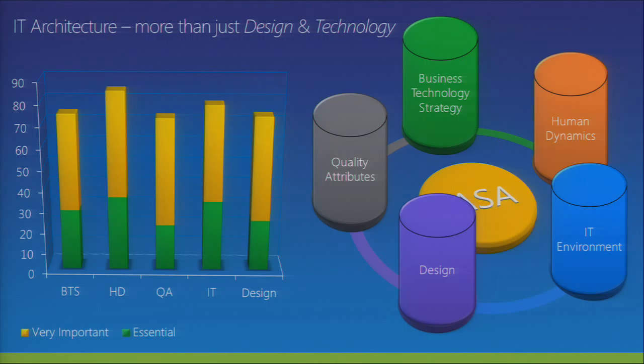If you take a look at very important and essential and add them together, human dynamics came up to number one. Number two is business technology strategy. Well, actually, it's number three. Number two is IT environment, then business technology strategy. So you've got two, I'm going to say, soft skills as primary on the top three enforcers of what's important to IT architecture.